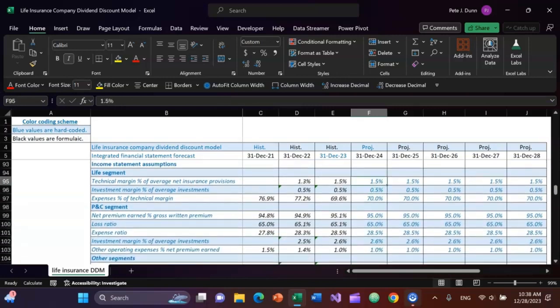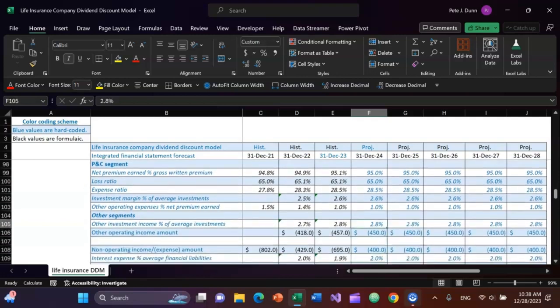Next, I move on to the income statement now that the balance sheet has been built out. And there's a number of income statement assumptions around technical margins for the life insurance business, investment margins as a percentage of average investments, and I'm assuming 70% expenses as a percentage of technical margin for the life business. I also have assumptions for property and casualty. So those are a little simpler since this business has a large life insurance component and a small property and casualty component, but I use some fairly straightforward assumptions.